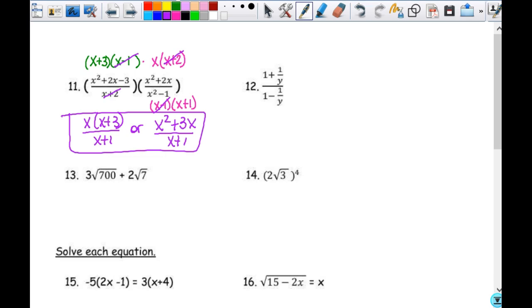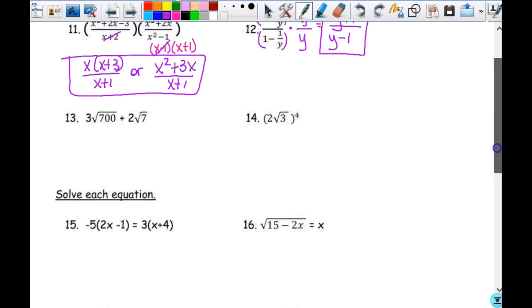All right, so I'm going to multiply in number 12. I'm going to start by multiplying this whole thing times the value of 1, which is going to be y over y. And when I do that, I've got to make sure that I distribute. And then that's going to give me, so y times 1 is y, plus y times 1 over y is just 1, over y times 1 is y, and then y times negative 1 over y gives me negative 1, and I can't do anything else with that. Can't cancel the y's out. Please don't be trying to do weird stuff like that.